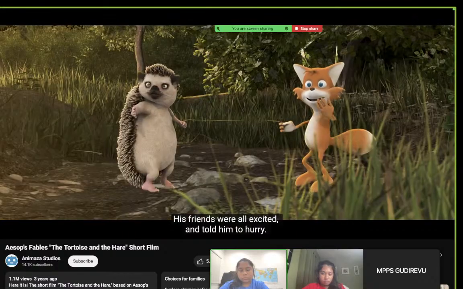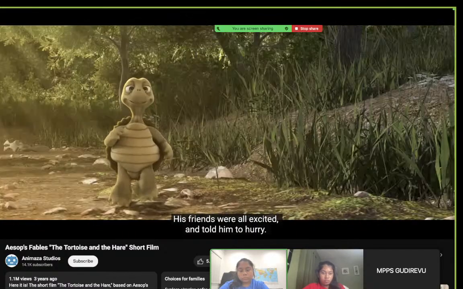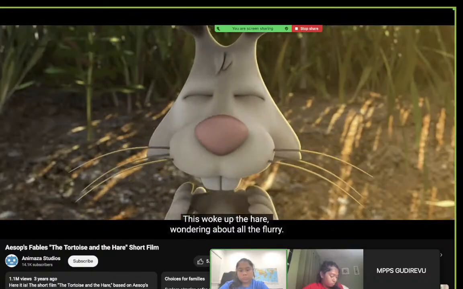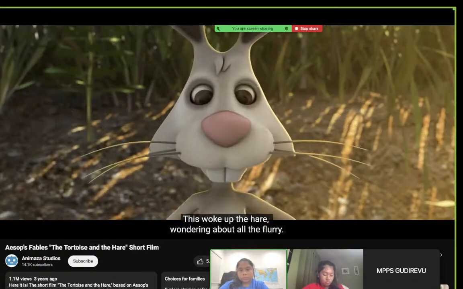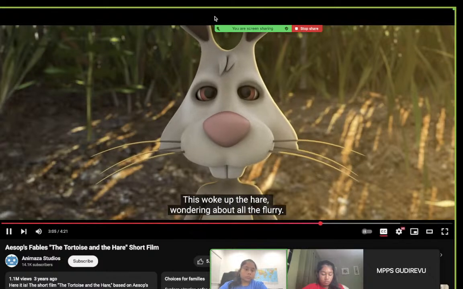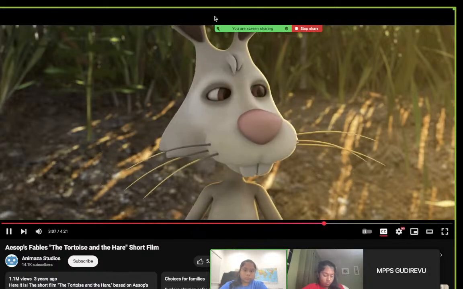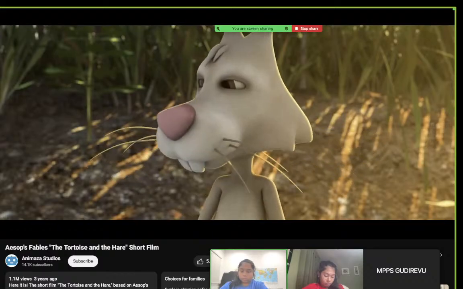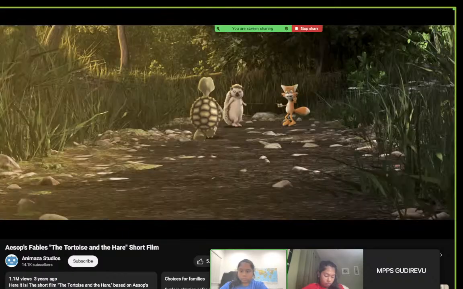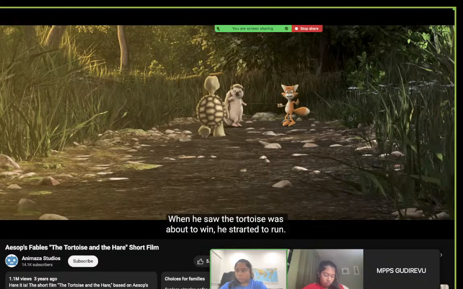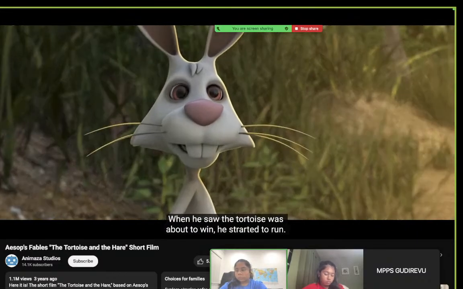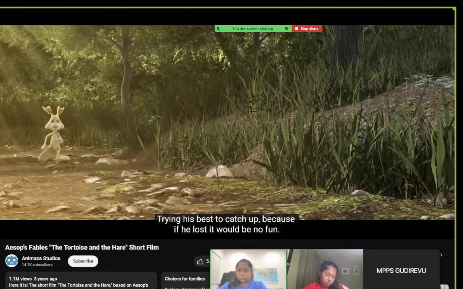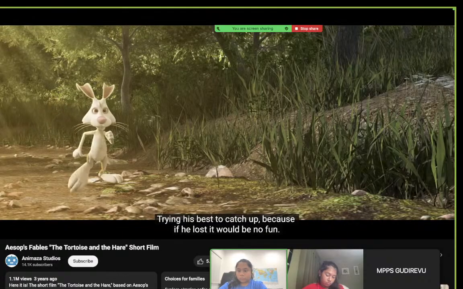His friends were all excited and told him to hurry. This woke up the hare, wondering about when he saw the tortoise was about to win, he started to run, trying his best to catch up, because if he lost, it would be no fun.